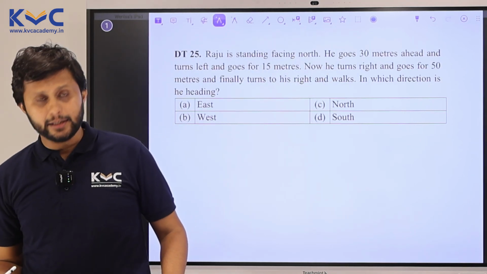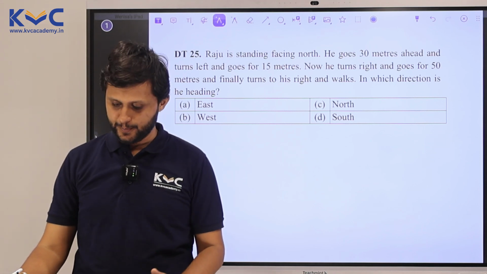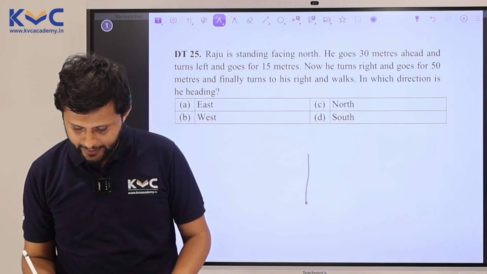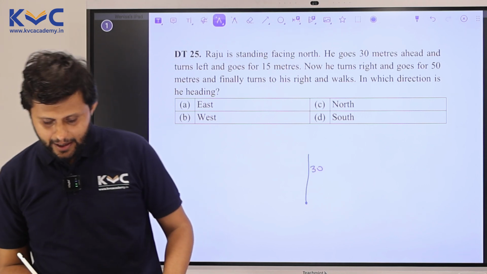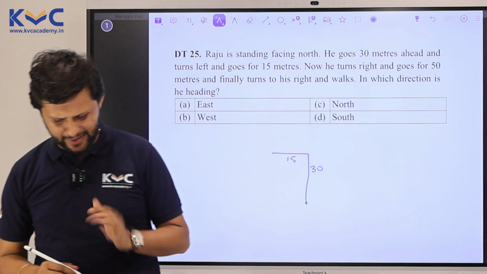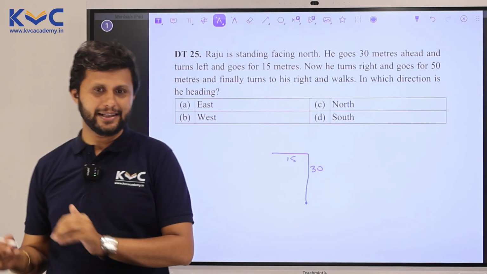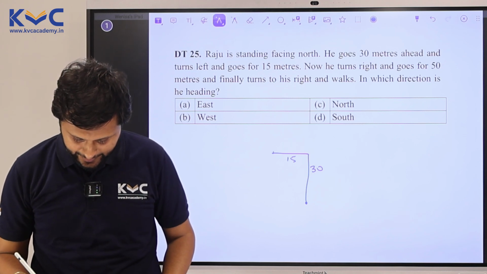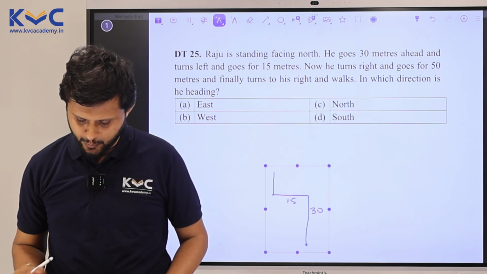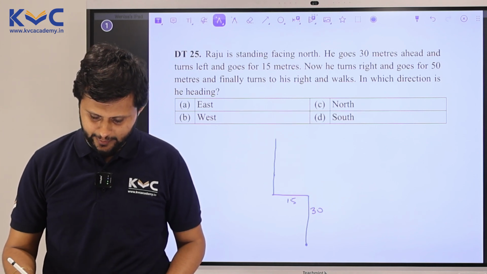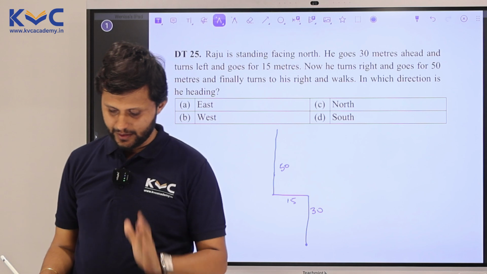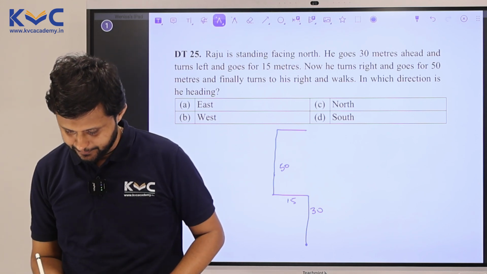25. Raju is standing facing north. He goes 30 meters ahead and turns left, and goes 15. Half of that. Okay. Again, not as per scale, but that's fine. Now he turns right. So when he turns right now, he nullifies that left earlier one and goes for 50 meters. Let me just pull this down just to cover a little bit of scale. Okay, this is 50, and finally turns to his right. Okay, and walks this side.